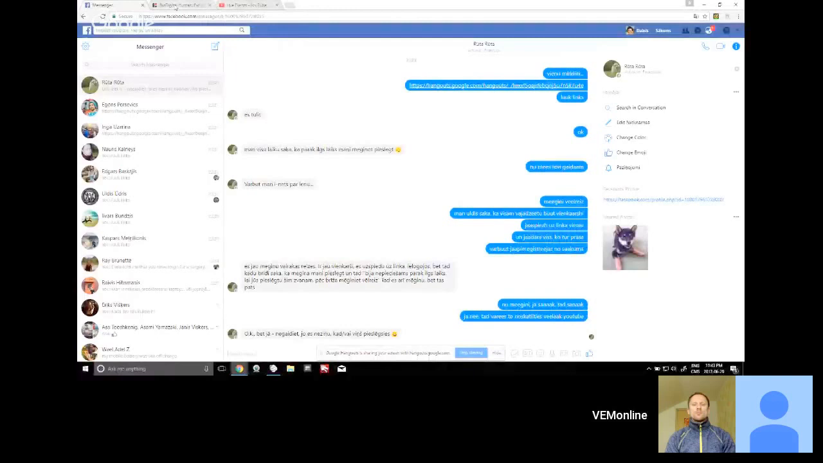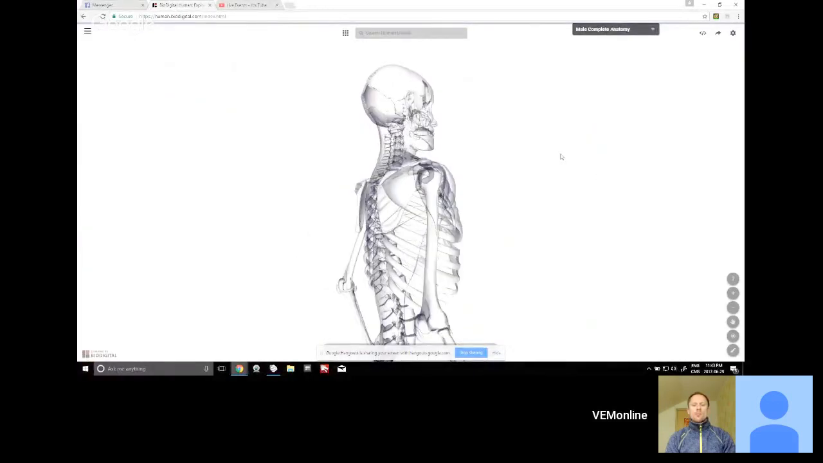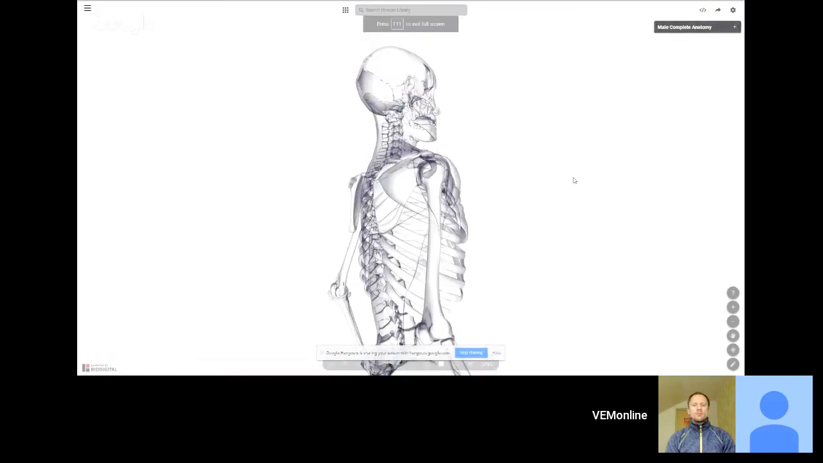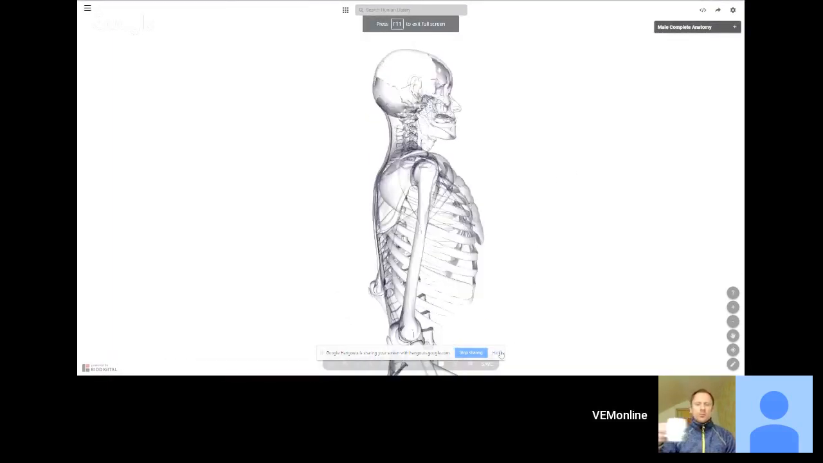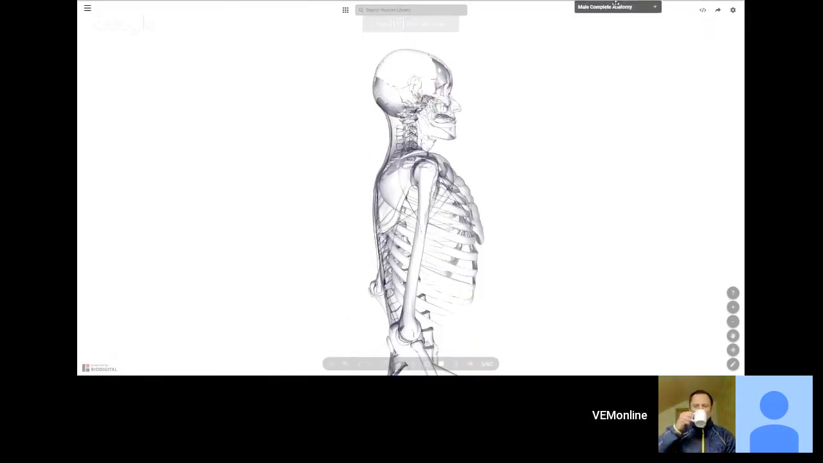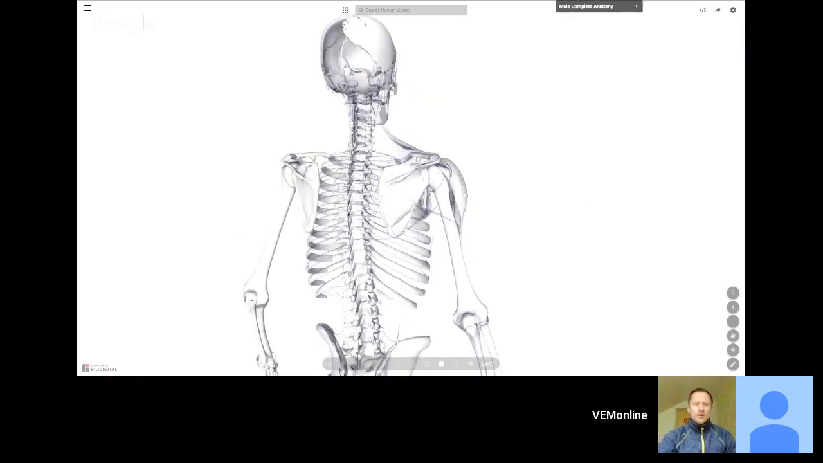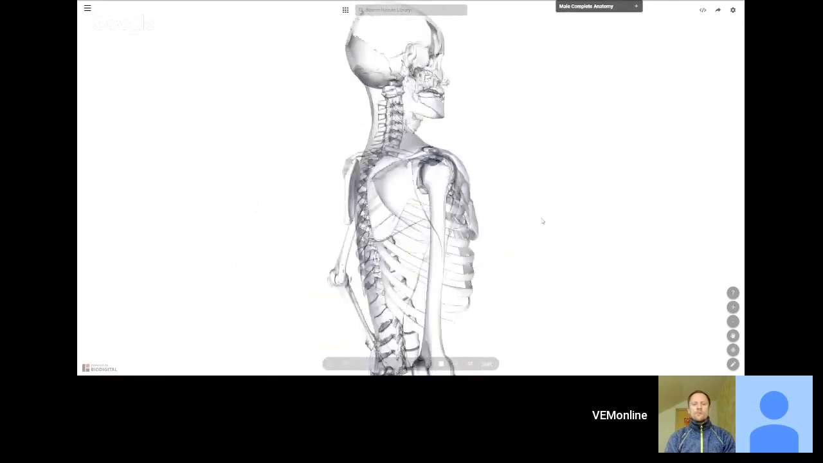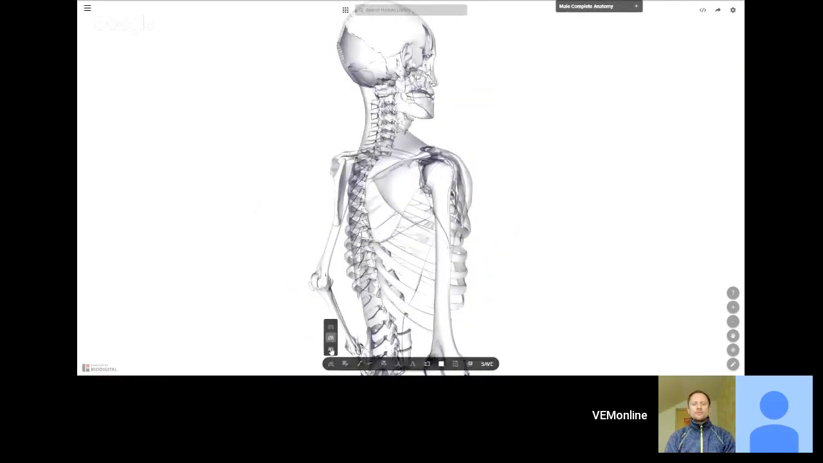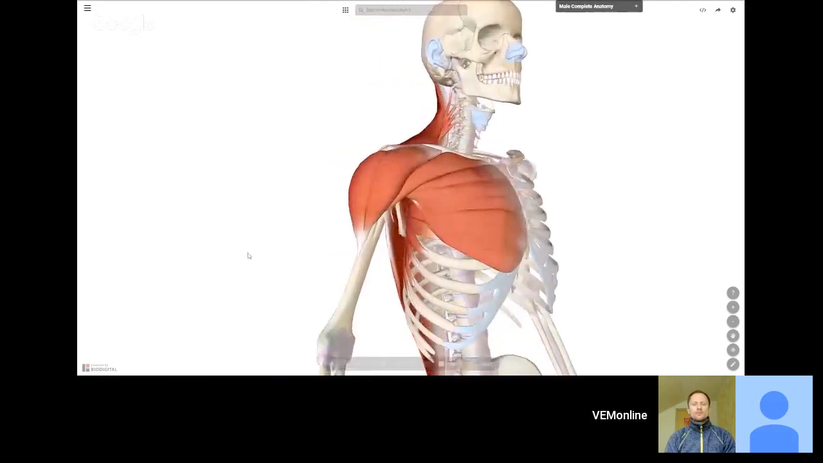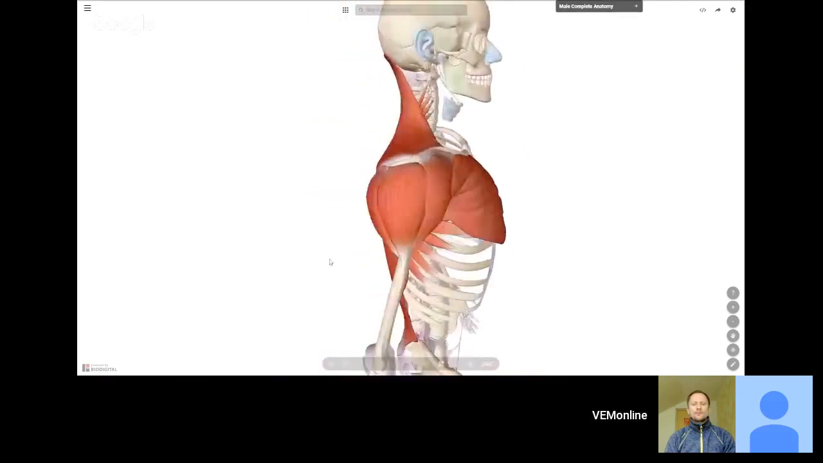Okay, here we go. All right, so here we can see our three-dimensional body. It's all in X-ray. Last time, these are actually all the muscles that we talked about so far. So you should already know some of these guys, right?